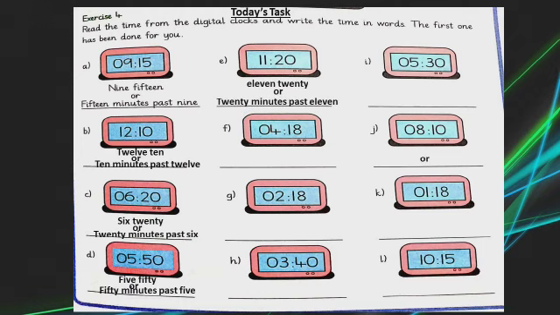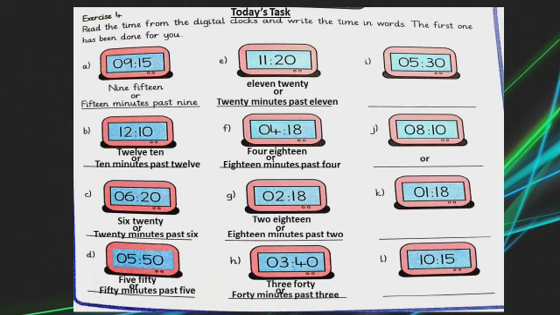Next E part, we have two numbers 11 and 20. So the time is 11:20 or 20 minutes past 11. Next F part, we have two numbers 4 and 18. So the time is 4:18 or 18 minutes past 4. Next G part, we have two numbers 2 and 18. So the time is 2:18 or 18 minutes past 2.